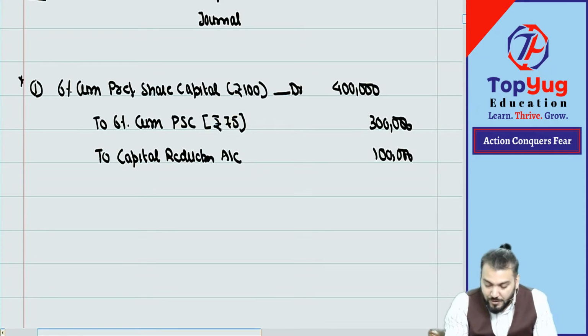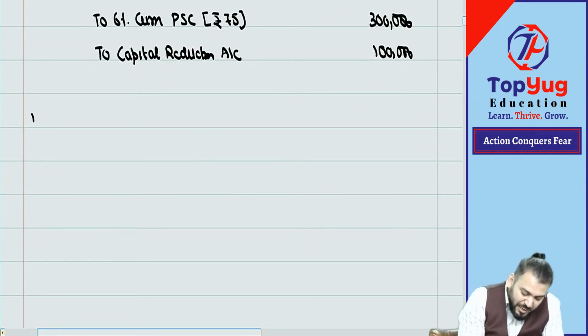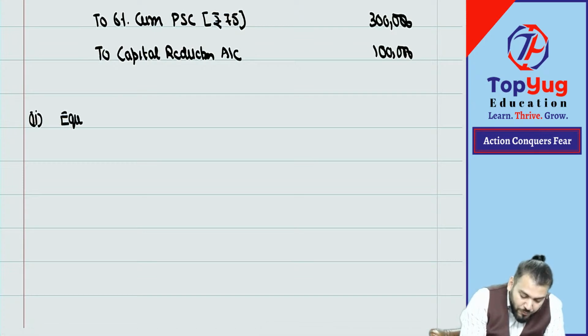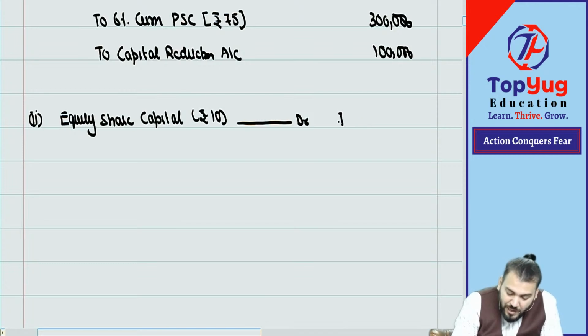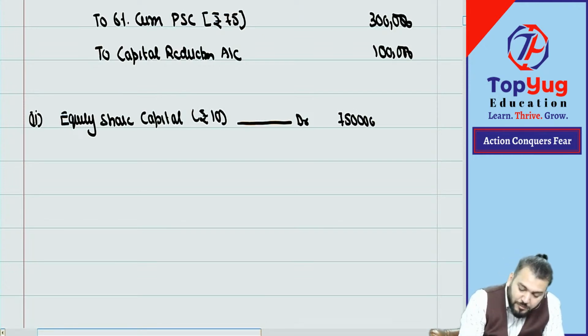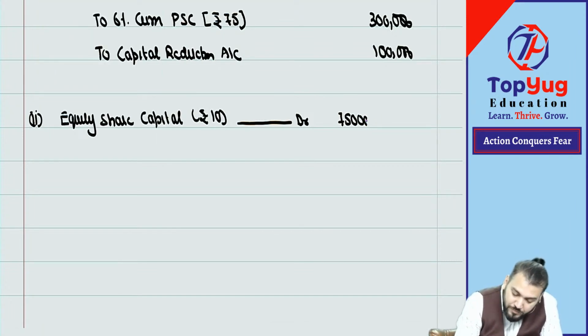Okay? Yes, sir. So point number two. Same thing for equity share capital. So equity share capital of rupees 10. What is the amount? 7,50,000, which means how many equity shares? 75,000 equity shares. Correct.